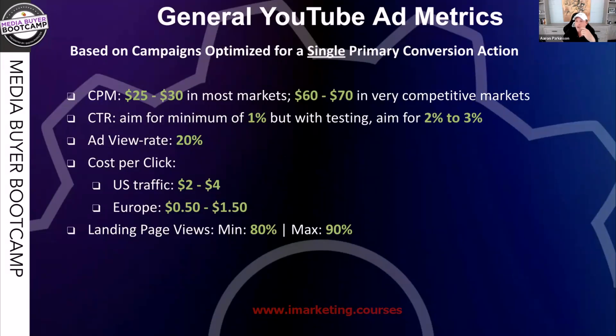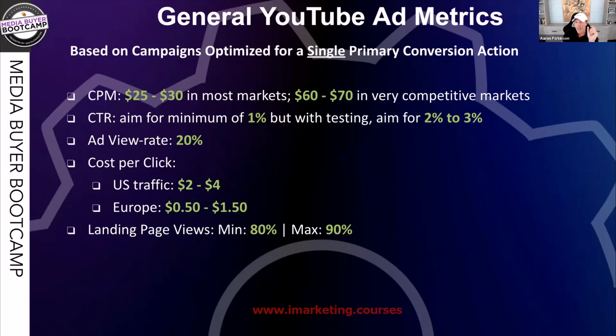Here are our general YouTube ad metrics, right? These are based on campaigns optimized for a single primary conversion action. CPM, $20 to $30 in most markets, a little bit higher in highly competitive markets, whereas Facebook is $60 to $70. Click-through rate, you're aiming for a minimum of 1%, but with testing, you should be able to get to 2 to 3% from your video to your website.